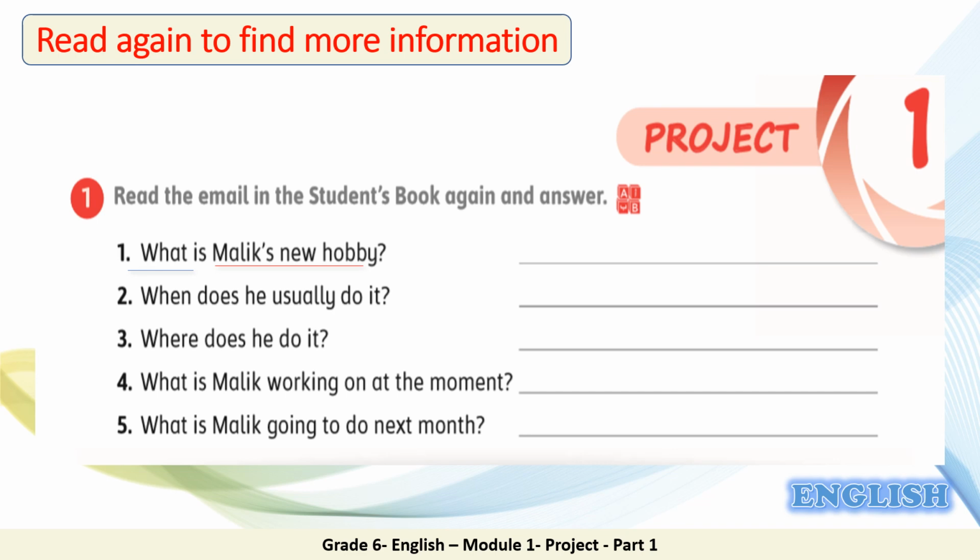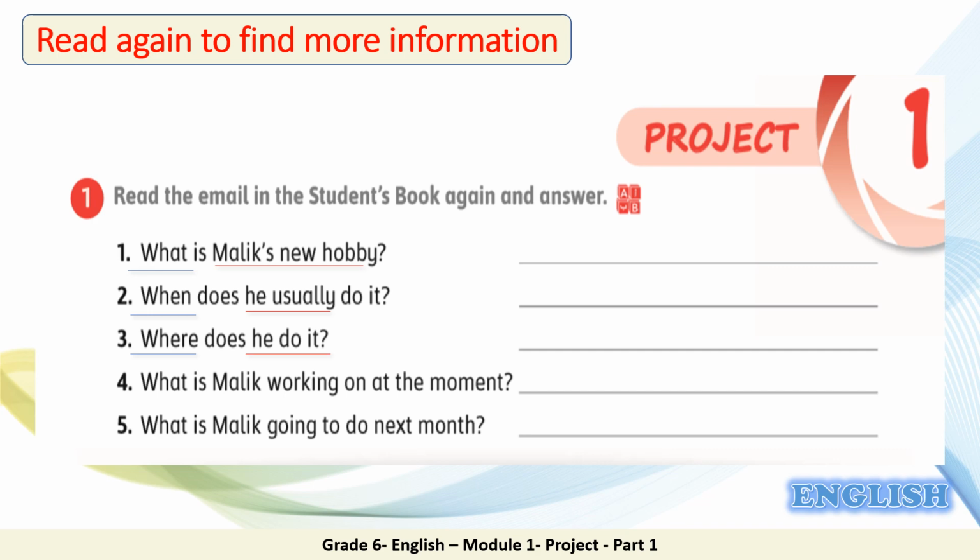Okay. In question 2, when does he usually do it? This time, I am not asking about a thing. I'm asking about the time. Now, what about my keyword? That's correct. It's usually. Very good. So we're going to look for that as well. Question 3, where does he do it? This time, we're asking about, great, we're asking about a place. And then the keyword, he do it. So where does he do it?